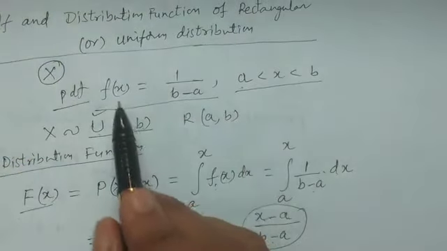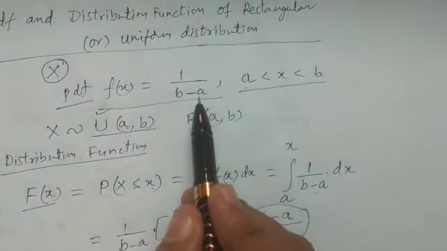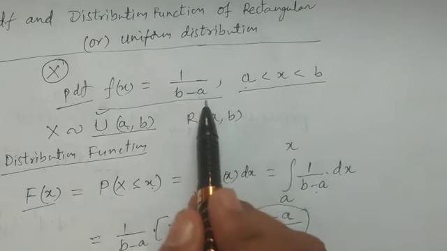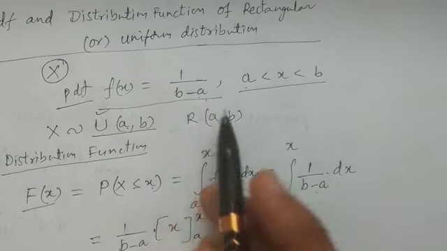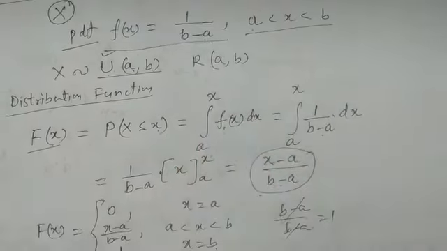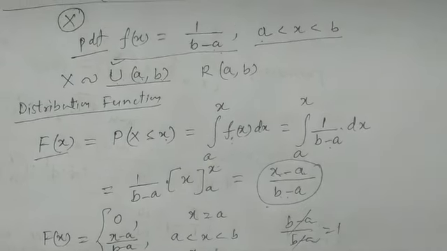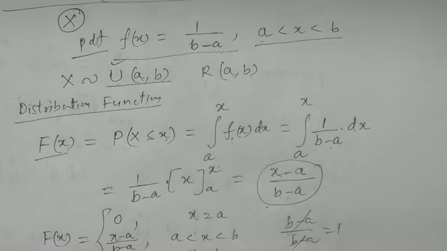This is the PDF of the rectangular distribution or uniform distribution. And it is also the definition of rectangular distribution, uniform distribution. Hope you understand. I explained the probability density function and distribution function, and also the definition of rectangular distribution or uniform distribution.